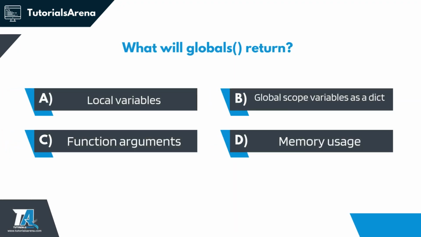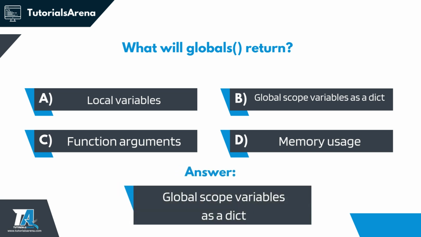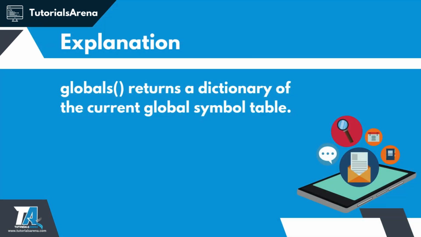What will globals function return? The correct option is option B, global scope variables as a dict. Globals function returns a dictionary of the current global symbol table.